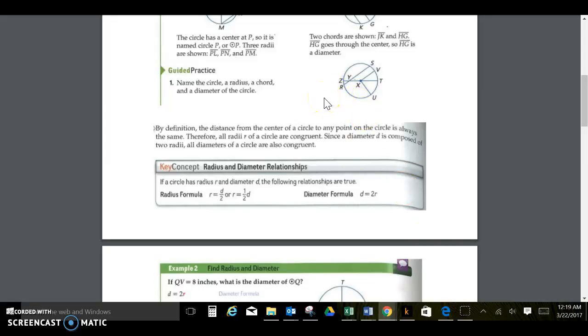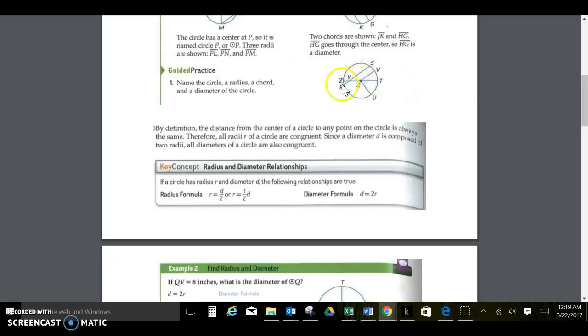All right. So then, if I were to name them, this would be circle X, because X is in the middle. It says name a radius, so there's a number of them, but a radius would be XV, or you could have said XT, or XU, or XZ. And remember, when you label it, I need you to have the line segment symbol over those two letters that you name.